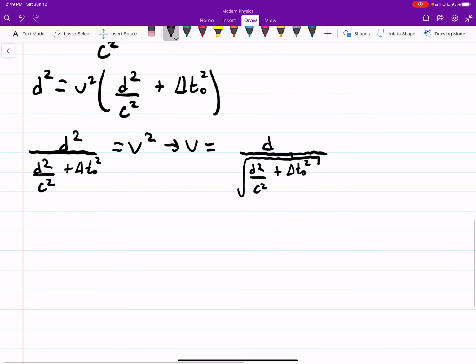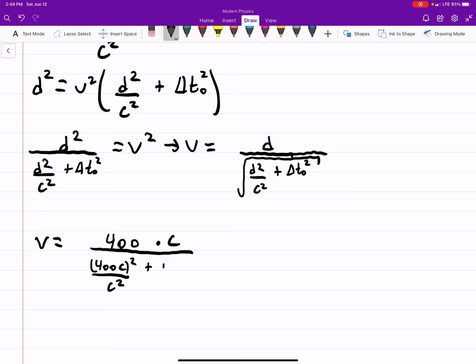And I'm going to go ahead and just plug in the numbers real quick so you can see how it would be plugged in. For d, it's 400 light years. Remember, it's a round trip, so that's 400 times c over 400c squared over c squared plus, I forgot what it was, I think it was like 10 years squared. And obviously, I think you can see that these c squareds will cancel.